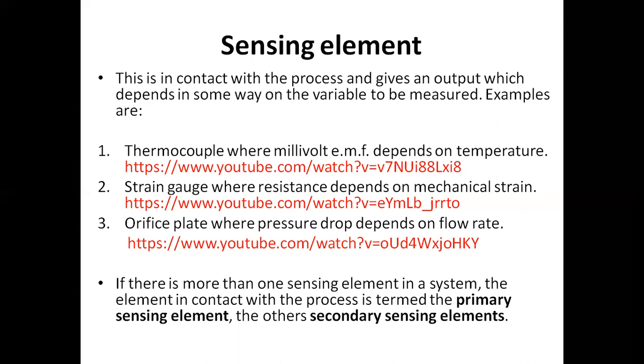Now, you could have a measurement system that has got more than one sensing element. In that case, the sensing element that is directly in contact with the process being measured, we refer to as the primary sensing element. And the other sensing elements that follow, we refer to them as the secondary sensing elements.